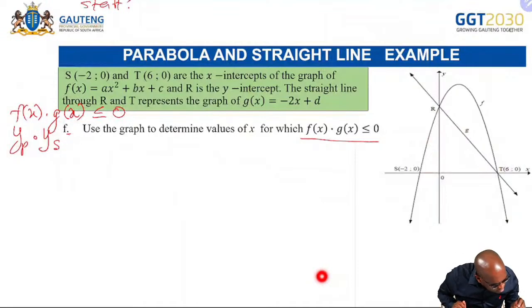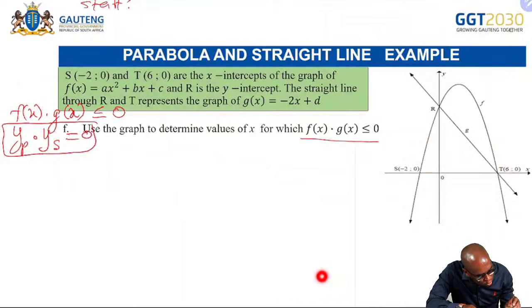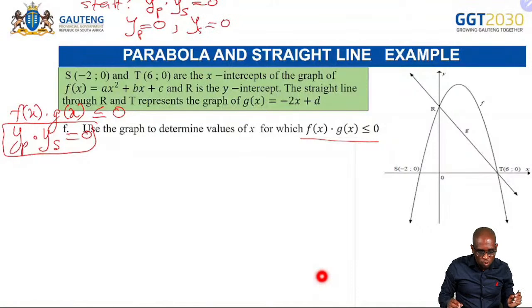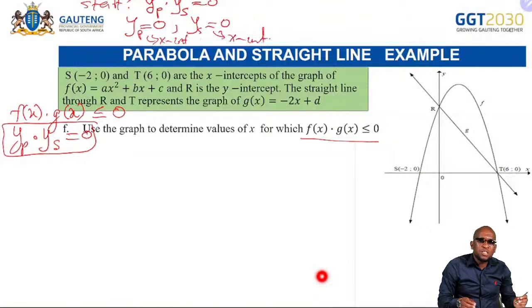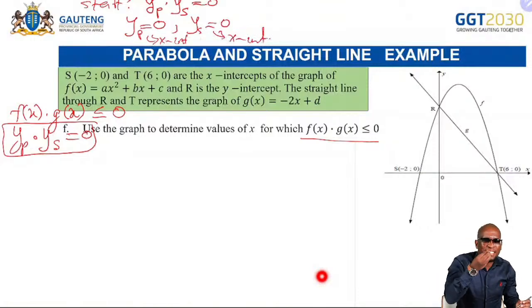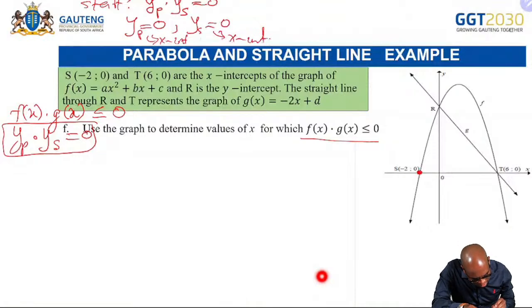So the first thing that you're going to do is find where they are equal to 0. You're going to start with the y value of the parabola times the y value of the straight line equals 0. So this represents y of the parabola equals 0, and y of the straight line equals 0. That's where you start. It means you start on the x-intercept, because this is where y is 0. This is also an x-intercept, which means your critical values would be the x-intercepts. So the first x-intercept is this one. The second x-intercept is that.